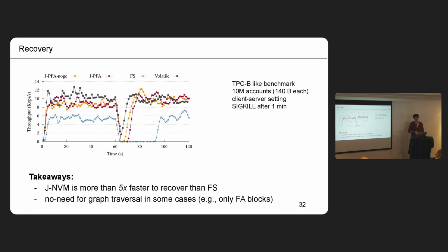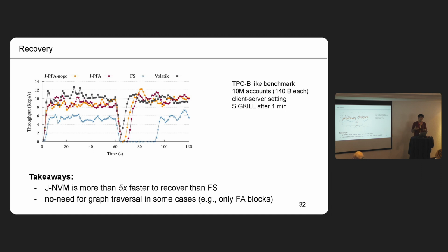So here it's a TPC-B like benchmark. So it's kind of a banking benchmark where you're moving money from one account to another. And we are in a client-server setting. That is, we have like a REST interface connecting the client and the server. And after 1 minute, we send a SIGKILL signal to the server, and we restart it right after that. And this is the performance that the client that is accessing remotely the server is observing.